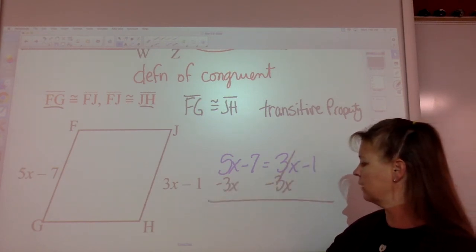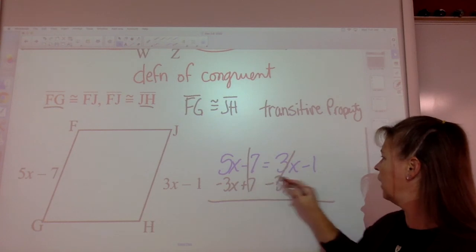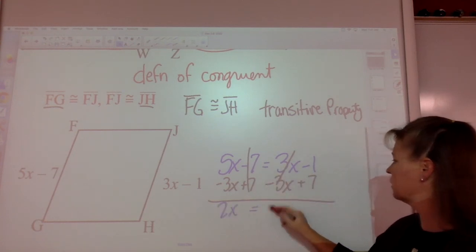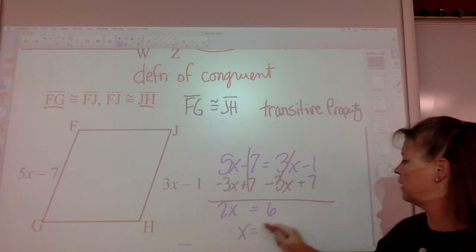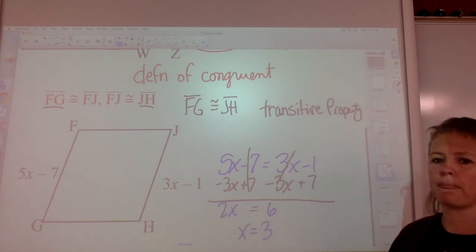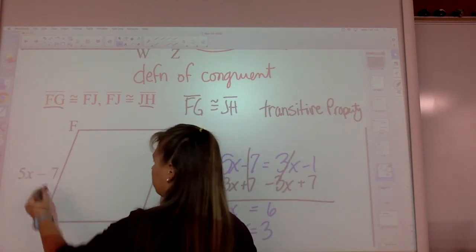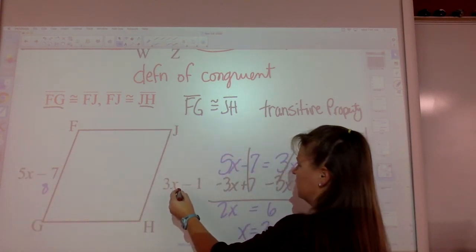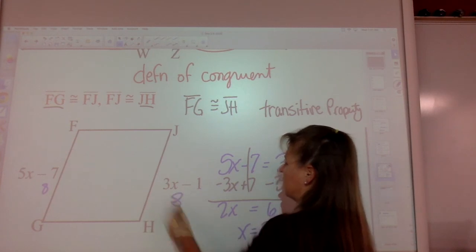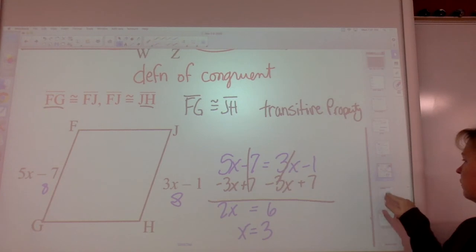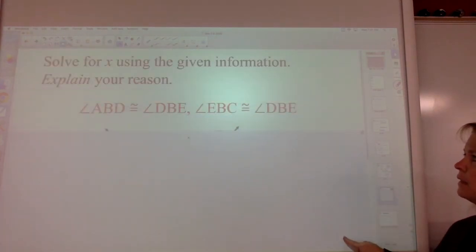So we get 2x, I'm going to add 7 to both sides, 2x equals 6. Divide by 2 and you get x equals 3. Check your answer. 5 times 3 is 15. 15 minus 7 is 8. 3 times 3 is 9. 9 minus 1 is also 8. Couple more. Same thing, solve for x, explain your reason.